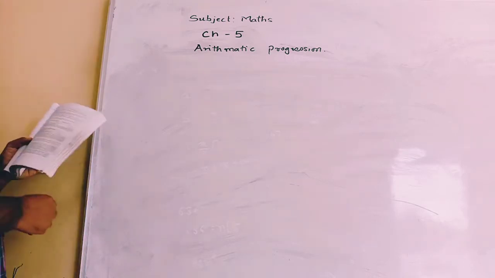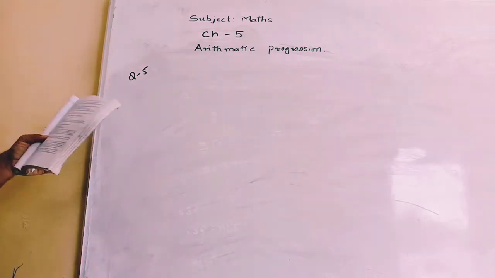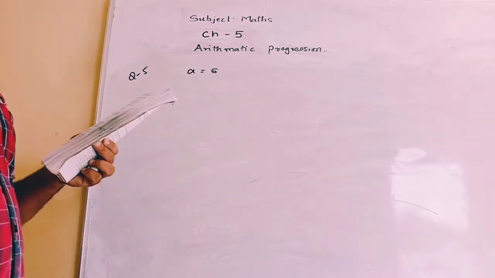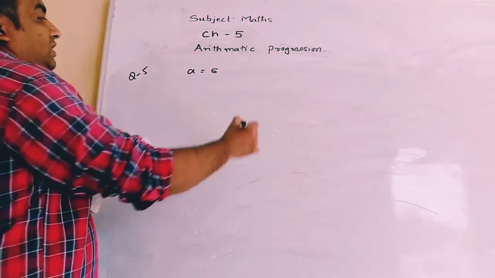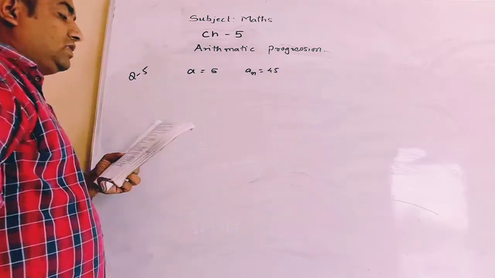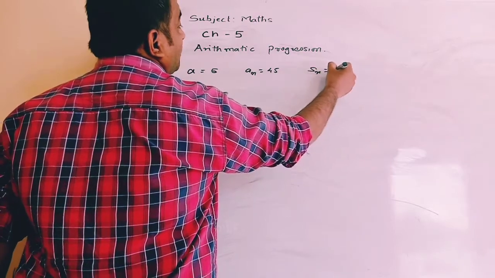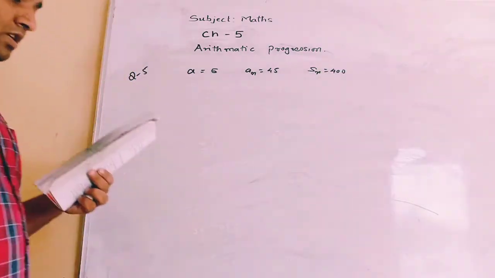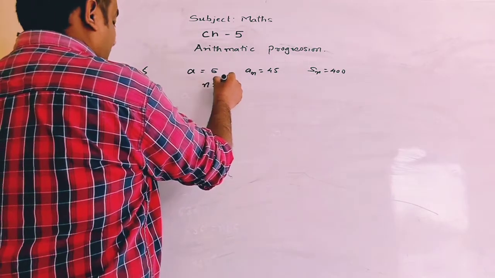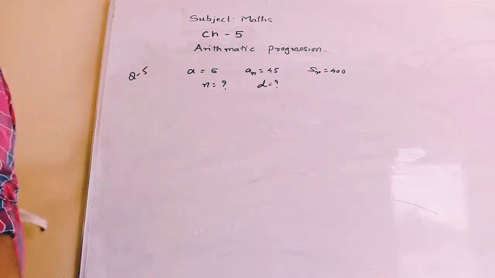Now we are given question number 5: the first term of the AP is 5, means a equals 5 given. The last term is 45, means an is given 45, and the sum is 400, means Sn is given 400. Then find the number of terms, means n we have to find out, and the common difference d we have to find out.